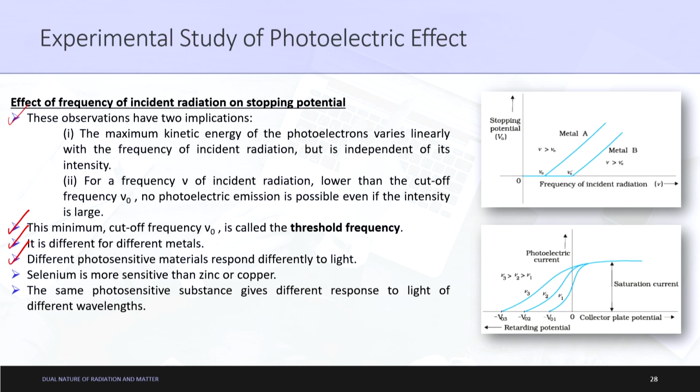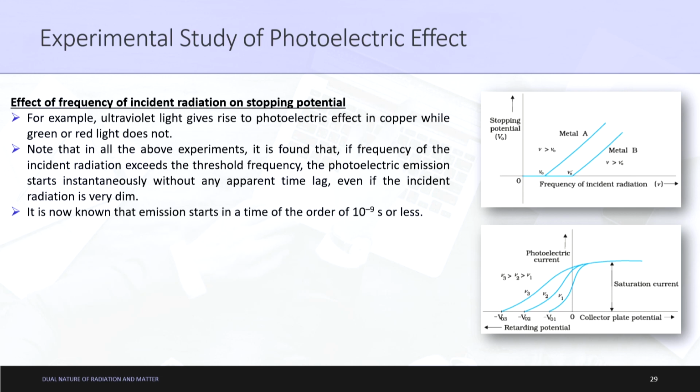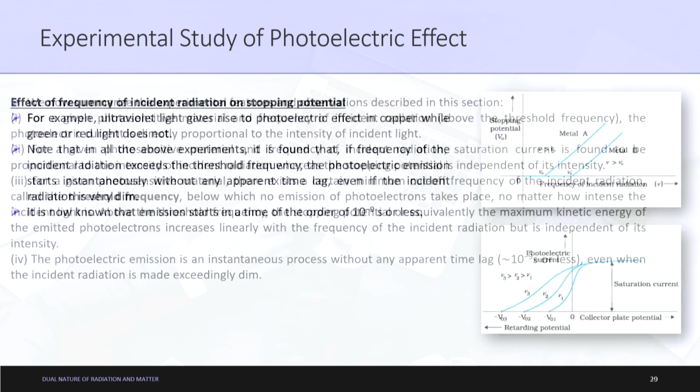Selenium is more sensitive than zinc or copper. This is just for the theoretical part, you may remember that selenium is much more sensitive. The same photosensitive substance gives different responses to light of different wavelengths. If you change the wavelength, sometimes a photosensitive substance may not give a result and sometimes it may. That is explained, and now I think this is the last concept of this part.